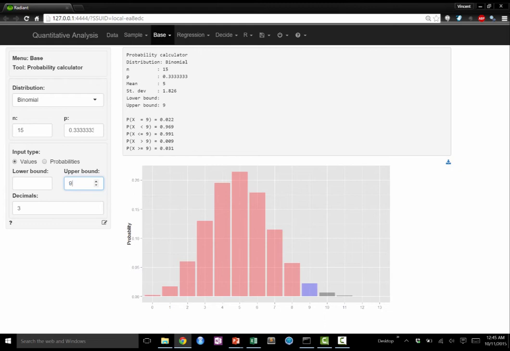And what we get back is a plot that shows this bar here, the height of which tells us the probability of getting exactly 9 reds out of 15. That probability is also shown here. Okay, so a probability of 2.2% of getting 9 reds out of 15 draws. We get extra information as well. What's the probability of getting, for example, 9 or fewer reds out of 15 draws? And that's a little over 99%. So very, very likely.